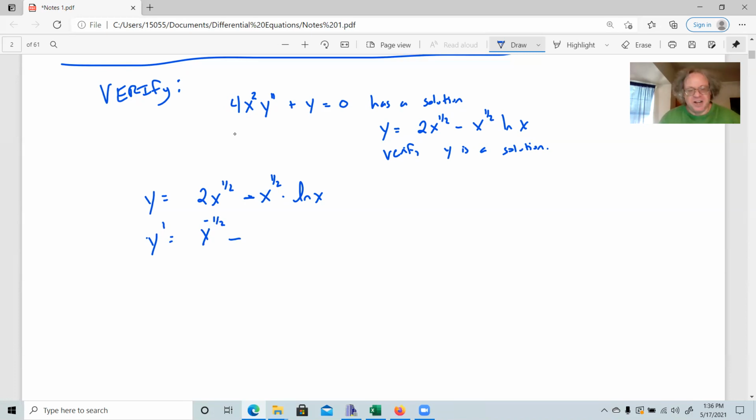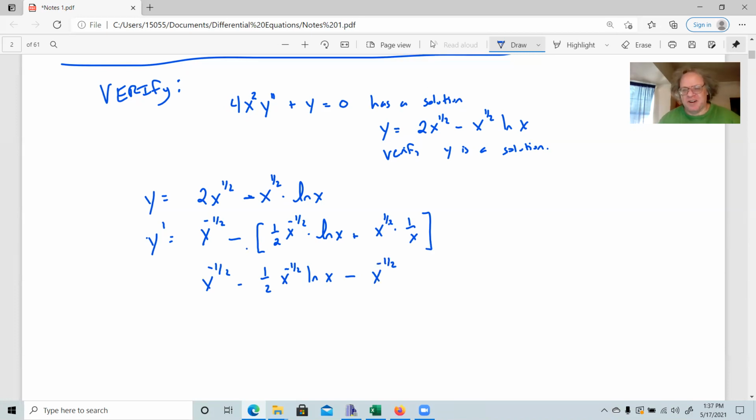And then we said minus, and hey, I've got a product, so we have to use the product rule here. Derivative of the first, times the second, plus the first, x to the 1/2, times the derivative of the second. So we get x to the negative 1/2 times natural log x, and minus carries through, so minus x to the 1/2 over x, so that's x to the negative 1/2.